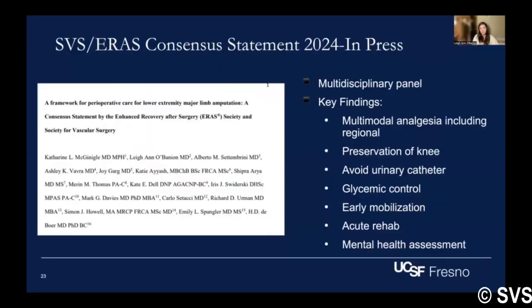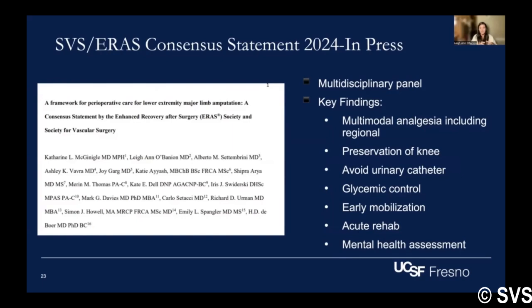And so how do we translate this into something that any hospital can use and make it into guidelines? Well, we recently published a framework for perioperative care for patients with lower extremity amputation, and this was a joint effort between the ERAS Society and the Society for Vascular Surgery. I have to give Dr. McGinnigal credit here for putting together an amazing group of multidisciplinary physicians who were really dedicated to seeing this group of patients exceed their expectations in their care and optimize their outcomes.